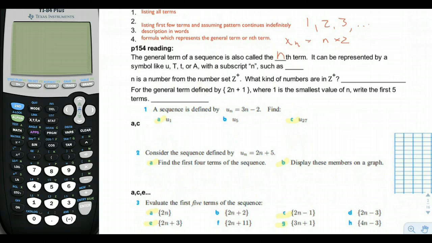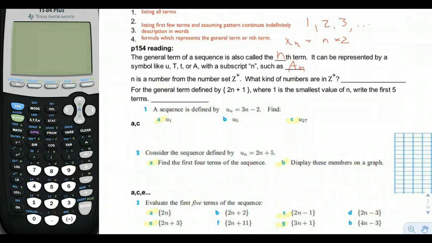It is a number which tells you the position of the term inside the sequence. The general term can be represented by a symbol like U, capital T, small t, or A with a subscript n, such as A sub n. N is a number from the number set Z plus.